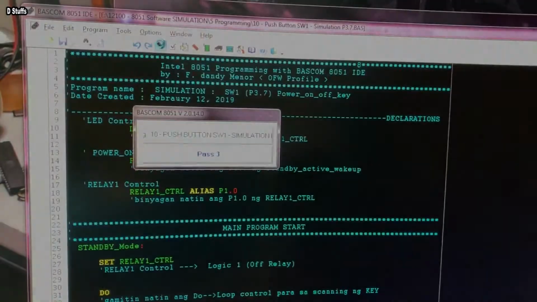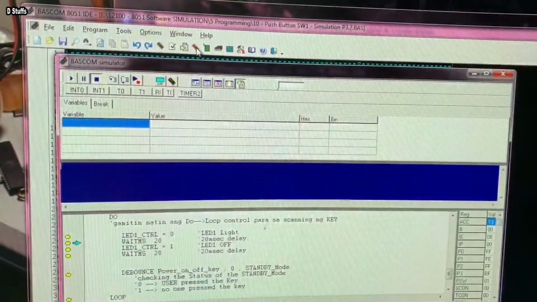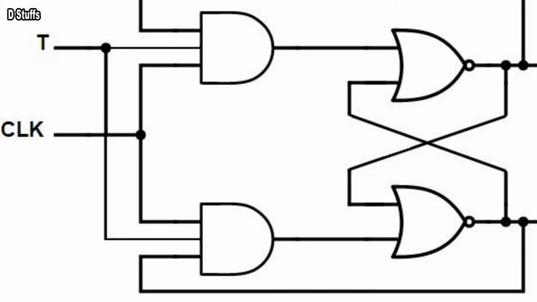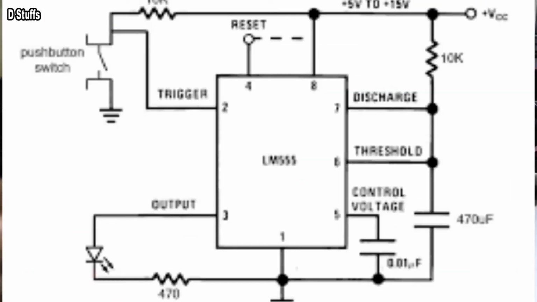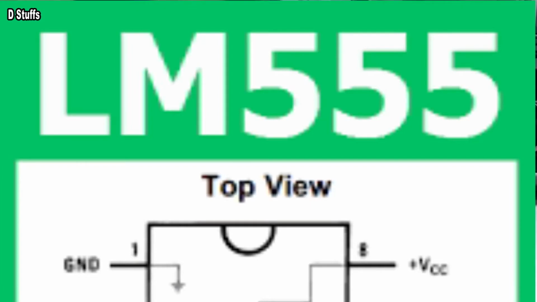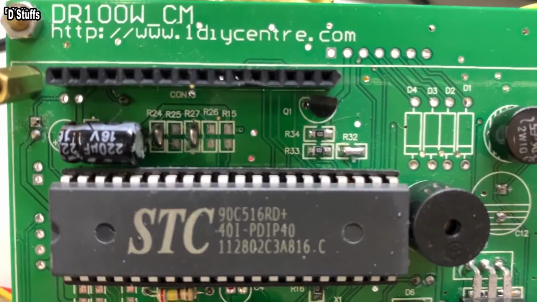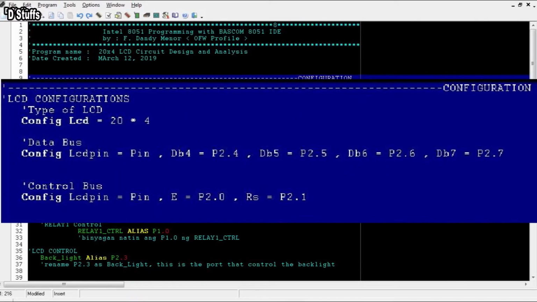By putting the logic and the decision in software, instead of designing the logic using a flip-flop or LM555 timer, which is hardware-based, software programming is easier and faster to implement, and of course, it is less cost.